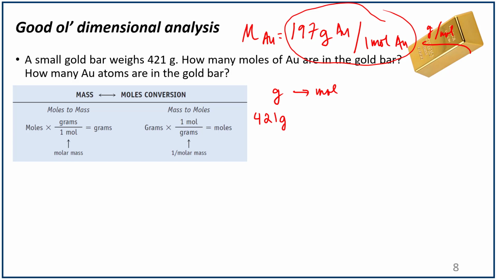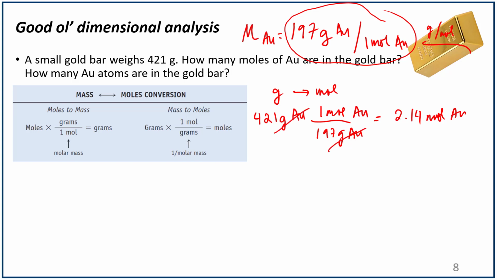Before I do that, I'm going to write this as 421 grams of gold, because when we work on problems later, there will be a lot of different substances. So this is going to be 197 grams of gold, and then in the numerator, we're going to write 1 mole of gold. If we do the math, that will become 2.14 moles of gold. And notice that these terms will cancel out.